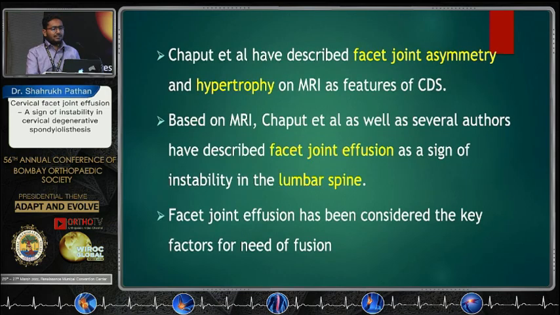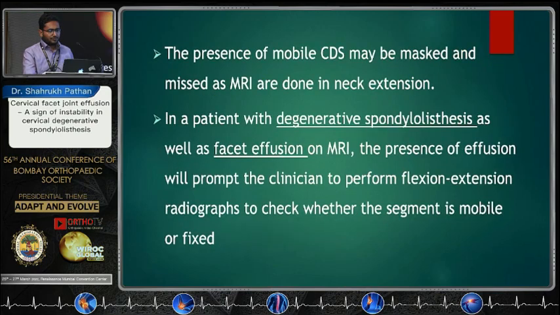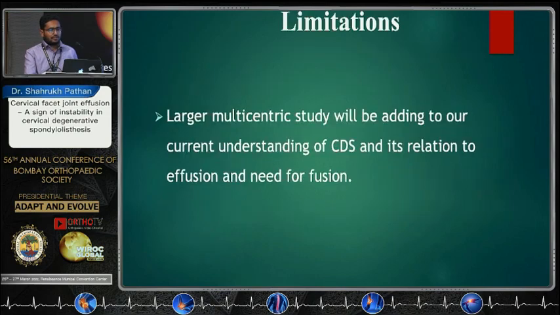Lumbar facet effusion as a sign of instability has been widely published, but its counterpart in the cervical spine has not been described well. Facet joint effusion has also been considered a key factor for the need for fusion in the lumbar spine. The presence of mobile CDS may be masked and missed as MRI is done in neck extension, and once you see a patient with an MRI showing degenerative spondylolisthesis as well as facet effusion, you should be prompted to perform flexion-extension radiographs and check whether the segment is mobile or not.